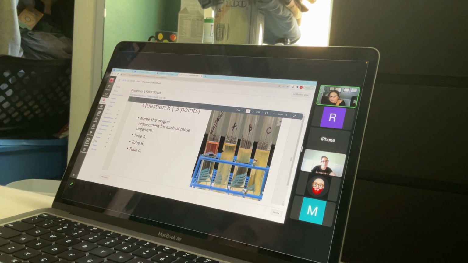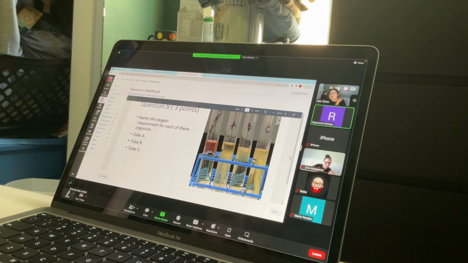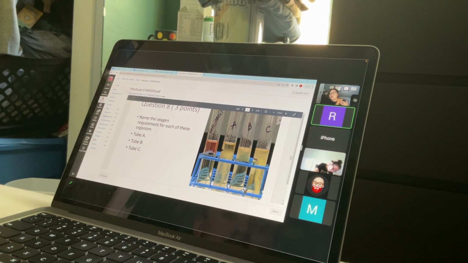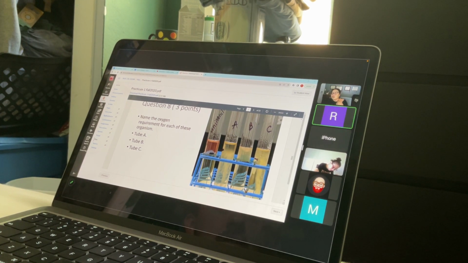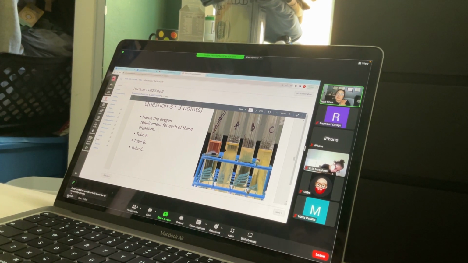Not the person on the phone, the people here who can see it. Wouldn't that be strict aerobe? And please tell the student why you say that. Because it's growing on the top, so that means it requires the oxygen to grow. There's only growth on the top, so that means that the oxygen was present for the bacteria to grow. Exactly. How about C?